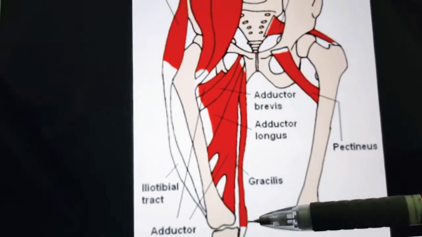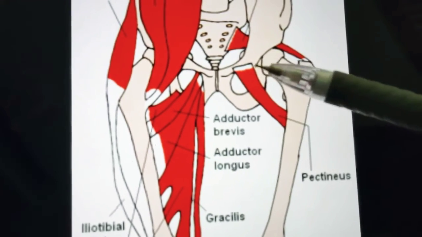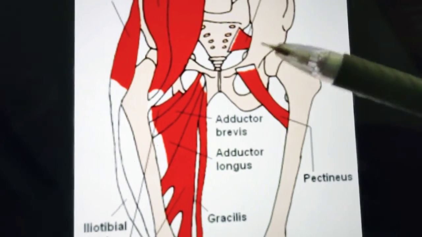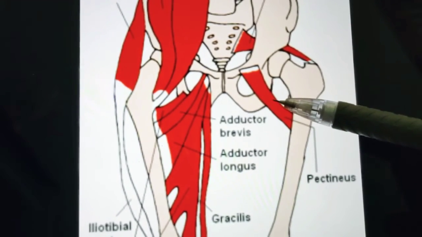So after Gracilis, now we'll talk about the Pectineus muscle. Pectineus is a flat quadrilateral muscle that forms a part of the floor of the femoral triangle, right? So Pectineus is forming the floor of the femoral triangle.